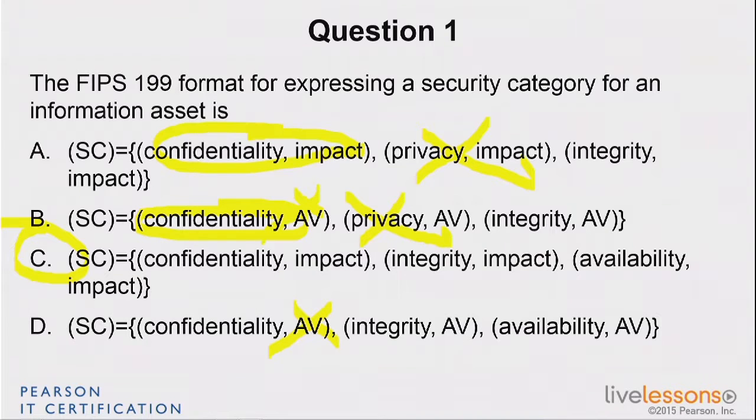So here's an example of, you might not remember the exact format, but you should always remember that when we're talking about security, we're always talking about confidentiality, integrity, and availability, that privacy really is a very separate category. And more often than not, we're going to be talking about impact or likelihood.